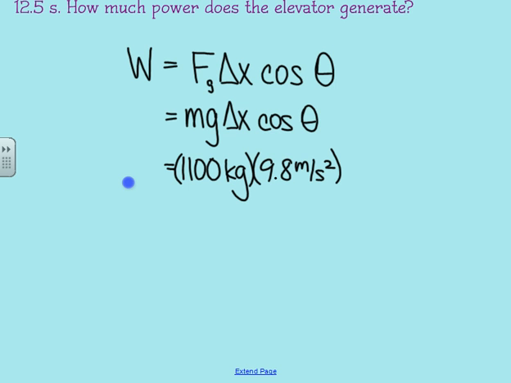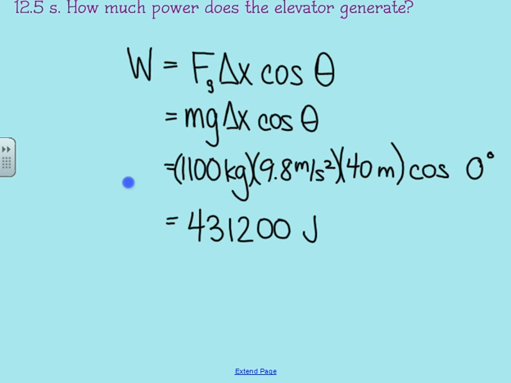I'm using a positive number because there are no vector symbols. And we said when there are no vector symbols, we are not allowed to plug in negative numbers into our equation. So I multiply that by 40 meters, the displacement, and then times the cosine of 0 degrees because the force is up and the displacement is up. When I do that, I get the number 431,200 joules. If that were my final answer, that would have to be in scientific notation. But because it's not my final answer, it does not need to be.